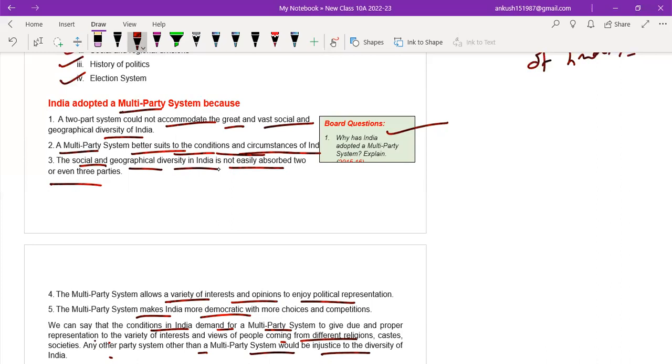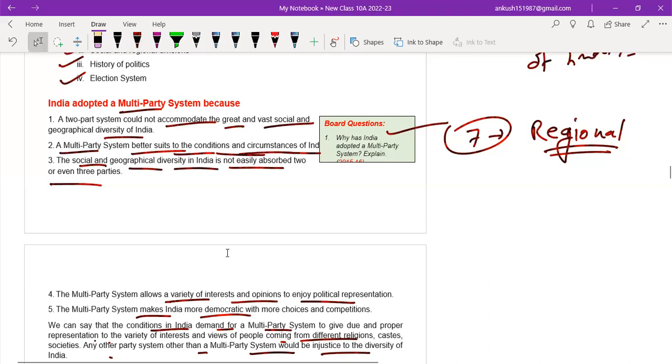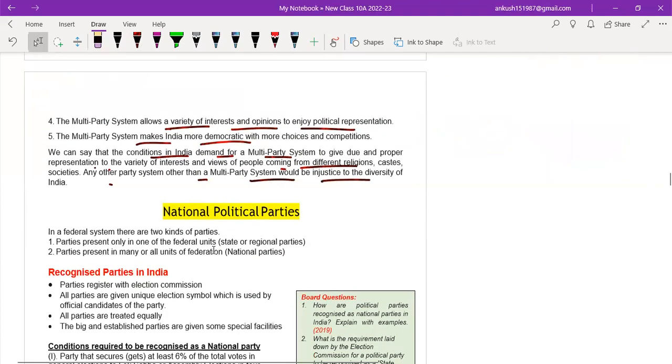Why do we say multi-party? Because there are 7 national parties, and other than these, there are regional parties. And regional party members or leaders may understand the problems of the people from that region. Understood? A multi-party system allows a variety of interests and opinions to enjoy political representation.